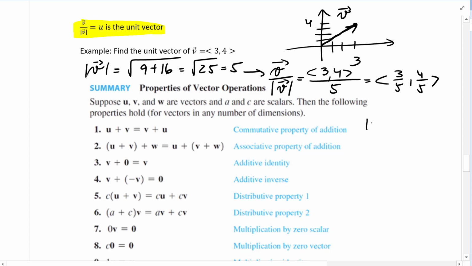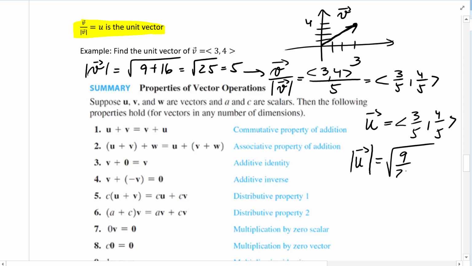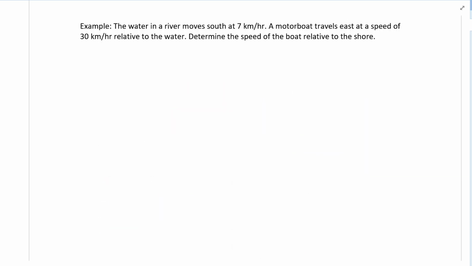And you can check that. For example, if I rewrite u as 3 over 5, 4 over 5, the magnitude of u is the square root of 9 over 25 plus 16 over 25, and that is 1. So where is that vector located? Well, 3 over 5 is 0.6, so it's around here. And 4 over 5 is 0.8, so it's around here. So this piece, the red one, is the unit vector of v.